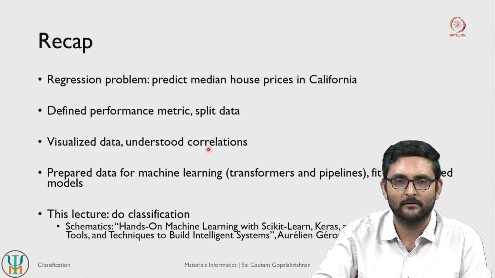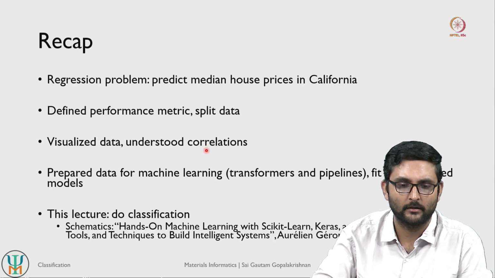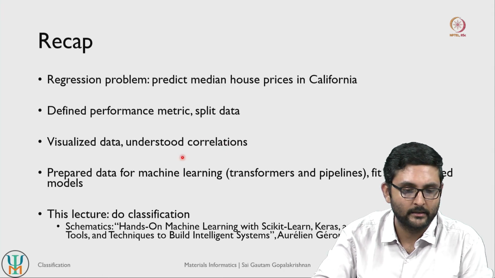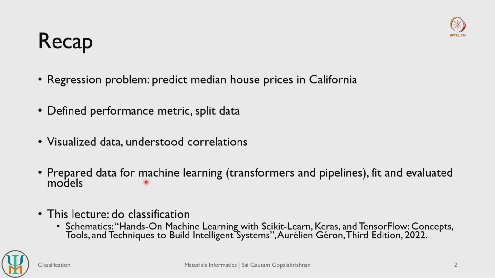There are some key variables or key features that were contributing more to the median house price than the other variables. So, understanding correlations is important. And then we prepared data for machine learning. Here we did a few things. We ensured that missing values were imputed. We used the median strategy for that, and then we converted text features into one hot encoded features, so numerical features, and then we also did standardization of all the feature values. And we also added new features, right.